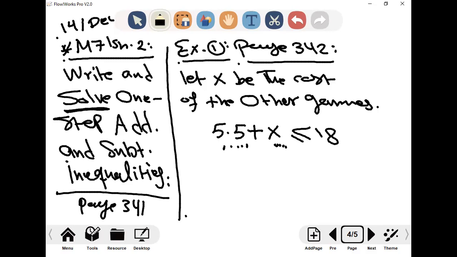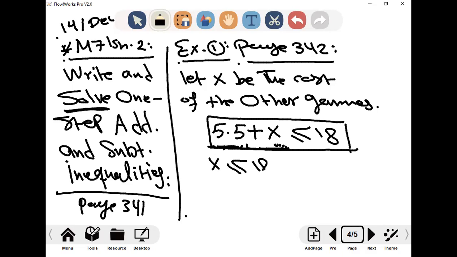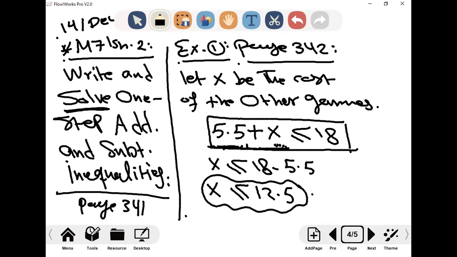We understood. This is the difficult part: how to write the inequality. Now, after we write the inequality, we can solve it normally, right? How do we solve it? We shift the 5.5 to the other side. So X less than or equal to 18 minus 5.5, as we did in the previous lesson. X less than or equal to 12.5, right? $12.5. What does this mean? The question said interpret the solution. It means if he plays go-karts once, he can play other games by how much or less?